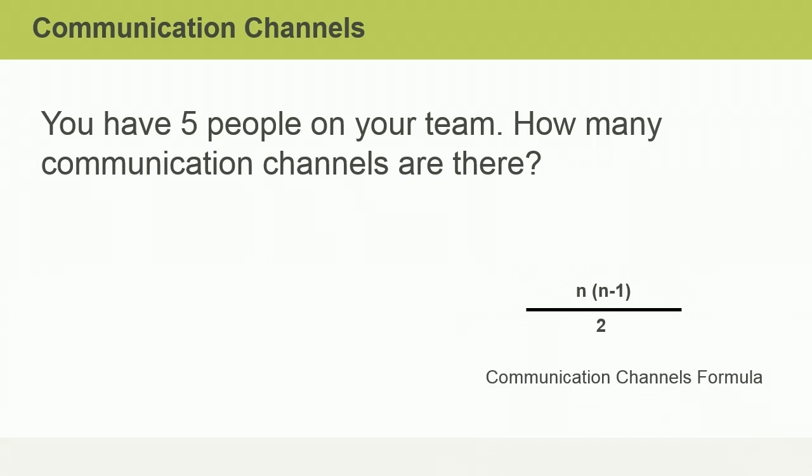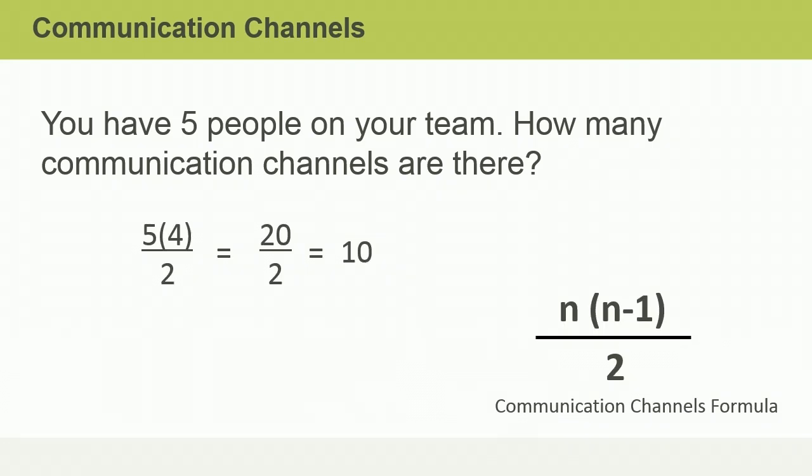Let's apply this formula to a team of 5 people. How many communication channels are there? Feel free to pause the video at any time and resume when you're ready. If you determine that there are 10 communication channels in a team of 5 people, you are correct. You would multiply the 5 team members by the 4 other team members to give you 20. You would then divide 20 by 2, resulting in 10 communication channels.